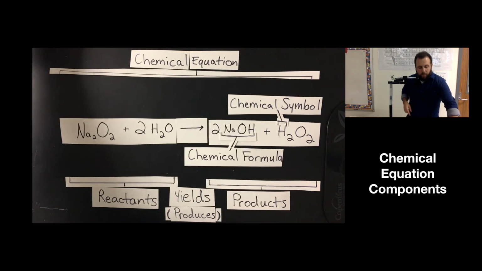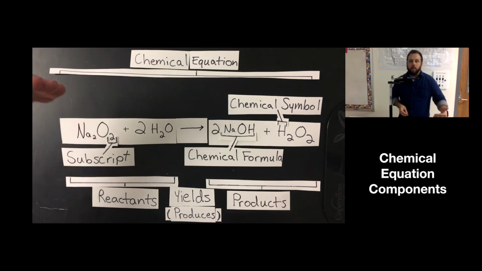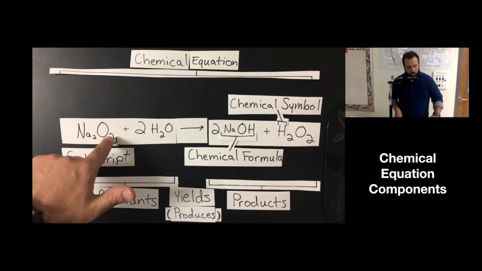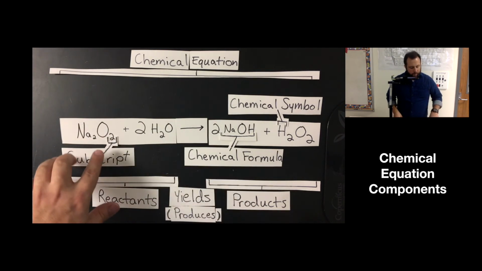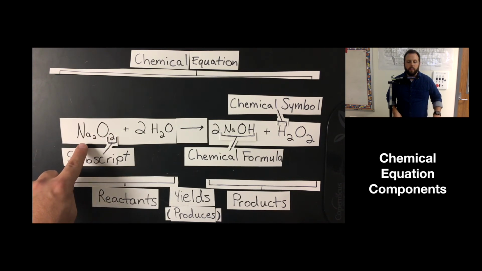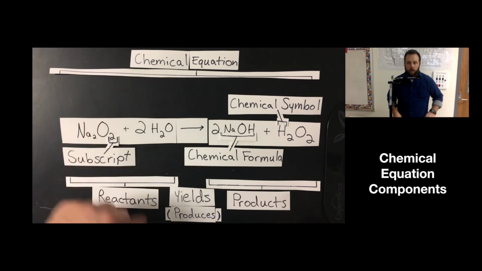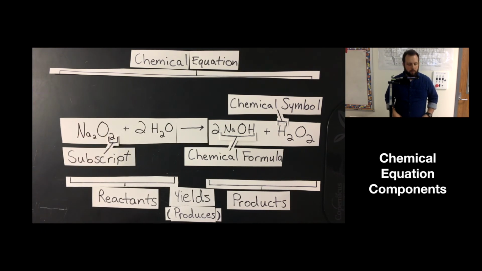Now we've also got some numbers in here. The numbers that are below the line, to the right of the chemical symbols, are called subscripts. Subscripts tell us how many atoms of each one of those elements are in this compound or chemical formula. For example, in this chemical formula, in this compound, we have 2 sodiums and 2 oxygens. So there are 2 sodium atoms and 2 oxygen atoms.